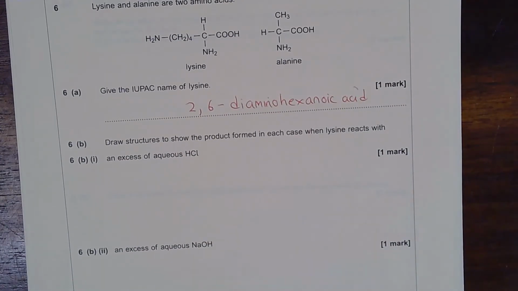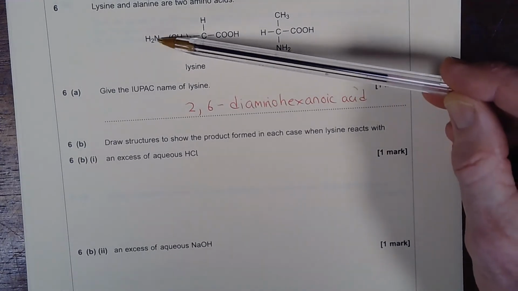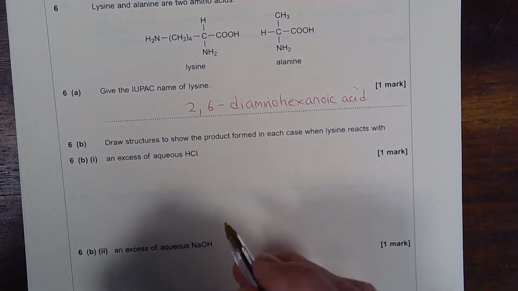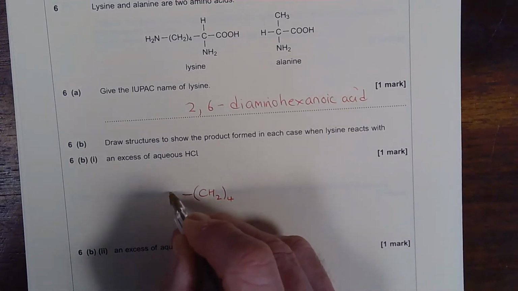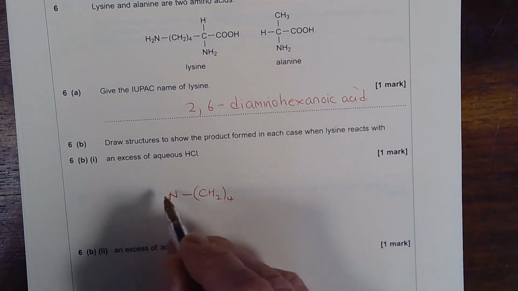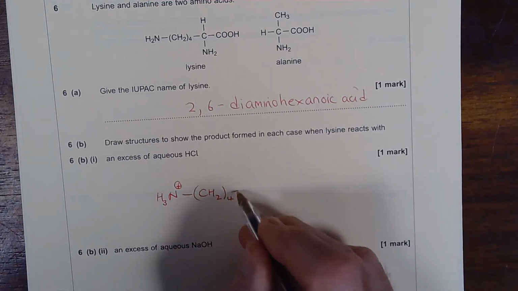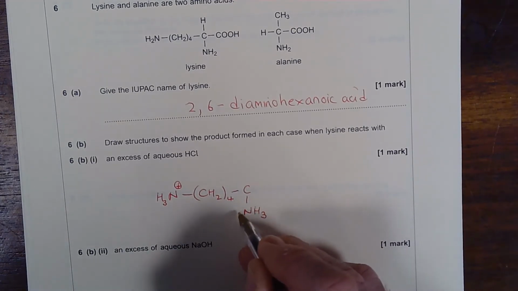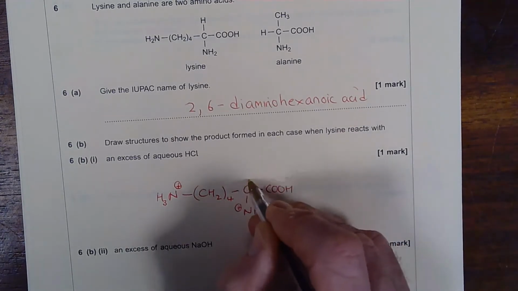You're then asked to say how it would react with an excess of aqueous hydrochloric acid, which is a proton donor. There are 2 basic groups. The 2 amino groups are basic, and because we have an excess of hydrochloric acid, those 2 amino groups will be protonated. So it will be CH2 4 times. The protonated form of the NH2 will be NH3, and the nitrogen carries a positive charge. The carbon then will also have another nitrogen on it, which will be NH3 with a positive charge, and then you still have your COOH and your H there.